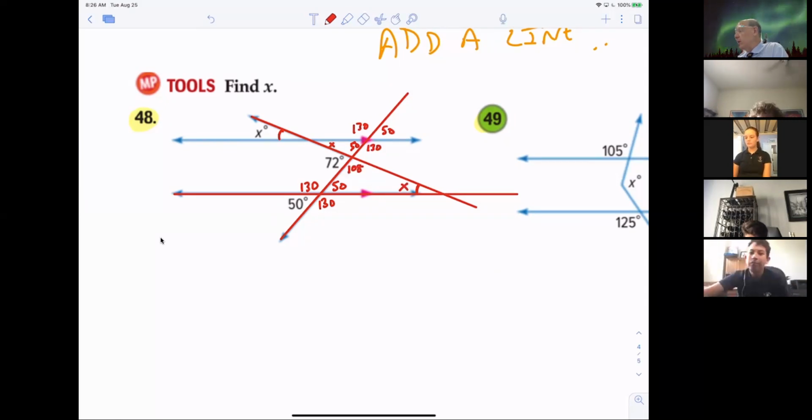There you go. What's 108 plus 50? 158, right? And then the angles of a triangle always add up to what? Right. So that's going to be how many degrees? How much? 22. I know what you meant. Don't worry. 22 degrees. All right, so that's 22 degrees. Is everybody happy with that?